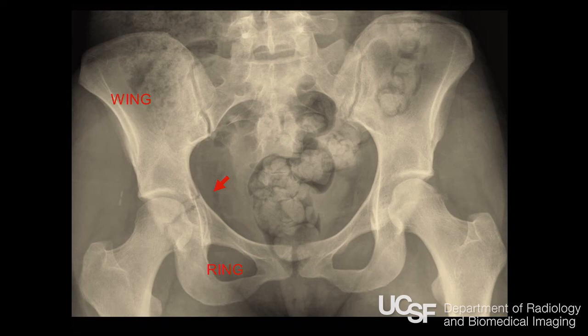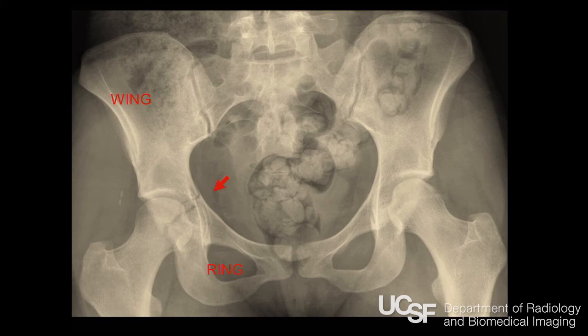When you talk about acetabular fractures, there's a couple of big categories, but one of them is the transverse versus column fractures. Transverse fractures separate the wing from the ring, so they divide the acetabulum into a top and a bottom. The column fractures separate the acetabulum into a front and a back half. So that's the gross difference between them.